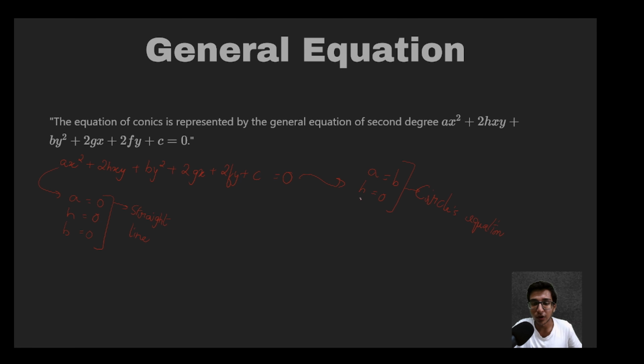You can put these formulas and see. If a is equal to b, that means the coefficient of x square and y square are the same, and there is no xy term. And this is exactly what we had studied in circles. So this can be formed from here.